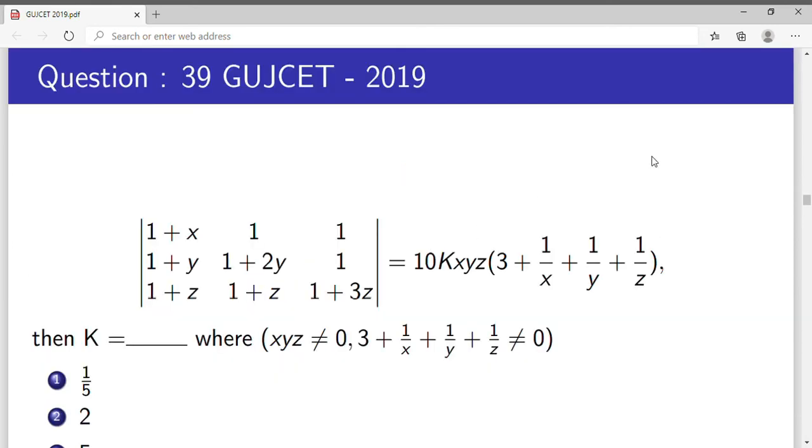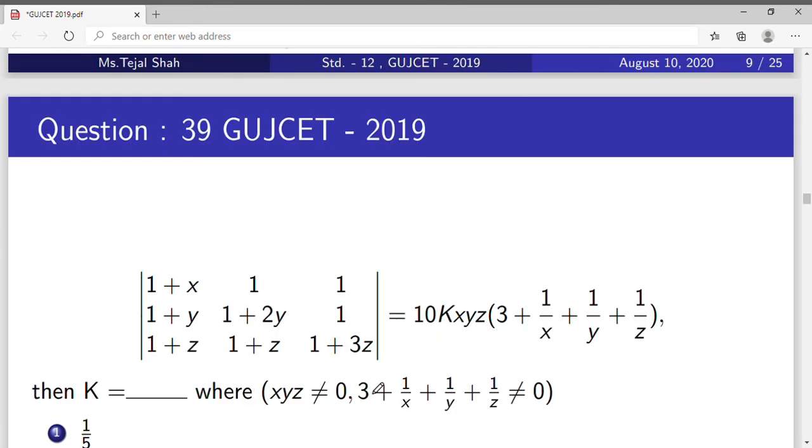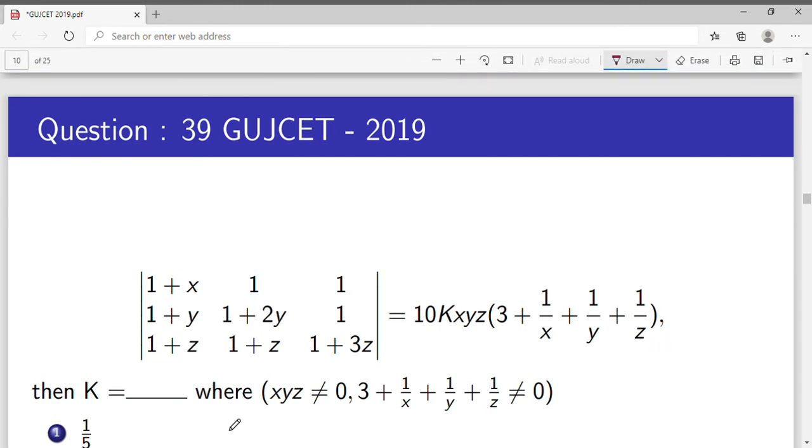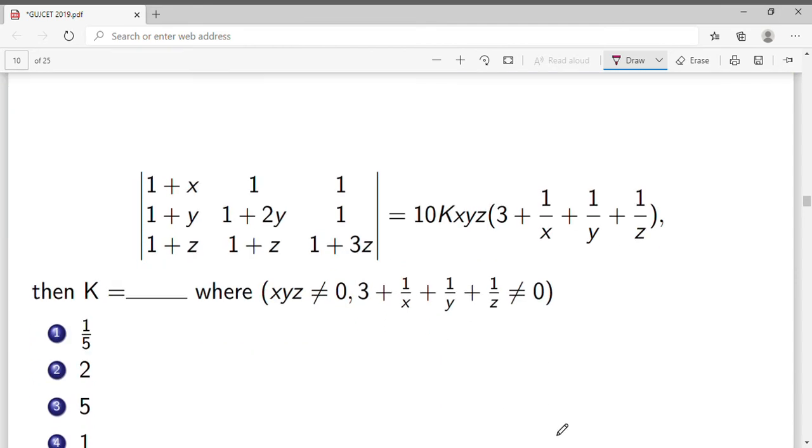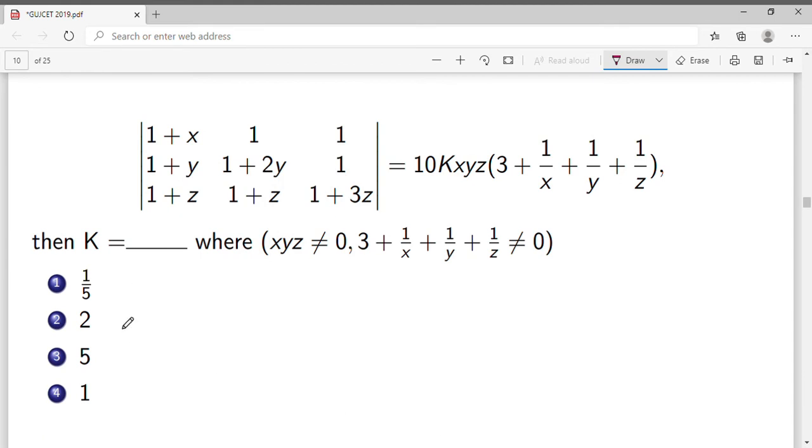Question number 39, GUJCET 2019. In the determinant, the first row is 1 plus x, 1, 1. Second row is 1 plus y, 1 plus 2y, 1. Third row is 1 plus z, 1 plus z, 1 plus 3z, which is equal to 10k xyz times the bracket 3 plus 1 upon x plus 1 upon y plus 1 upon z. Then k equals blank, where two conditions are given: xyz is not equal to 0 and the second condition is 3 plus 1 upon x plus 1 upon y plus 1 upon z is not equal to 0. Four options are given. First option is 1 upon 5, second is 2, third option is 5 and fourth option is 1.